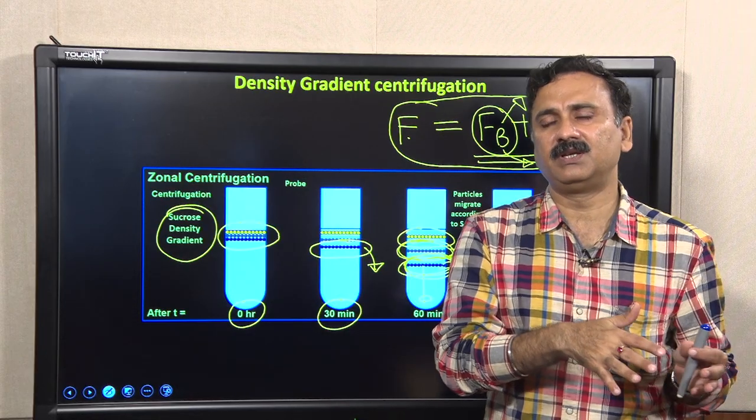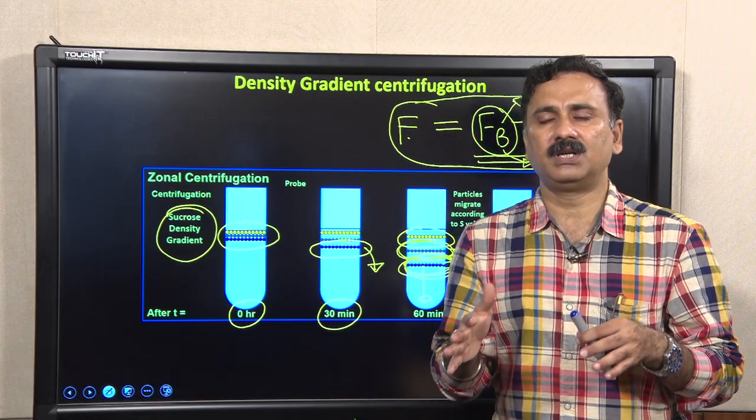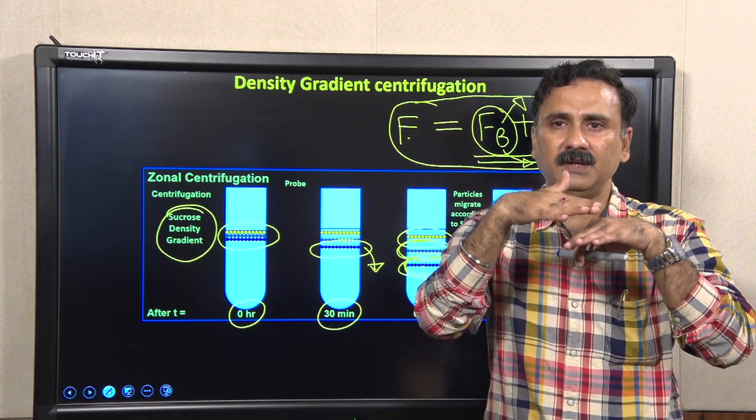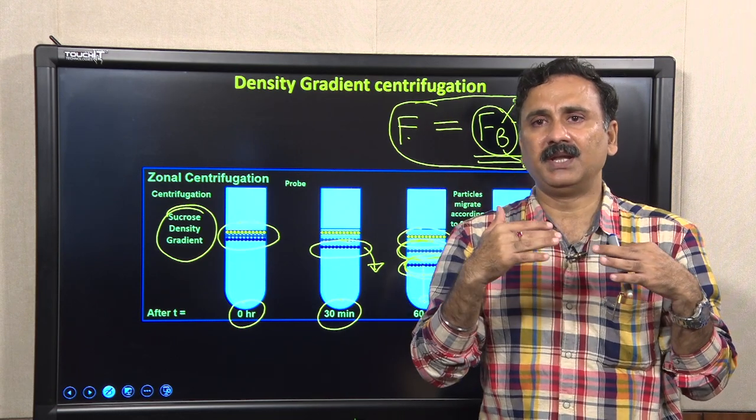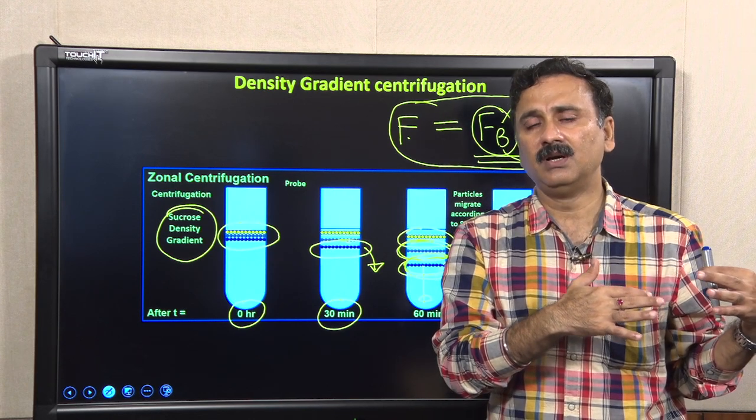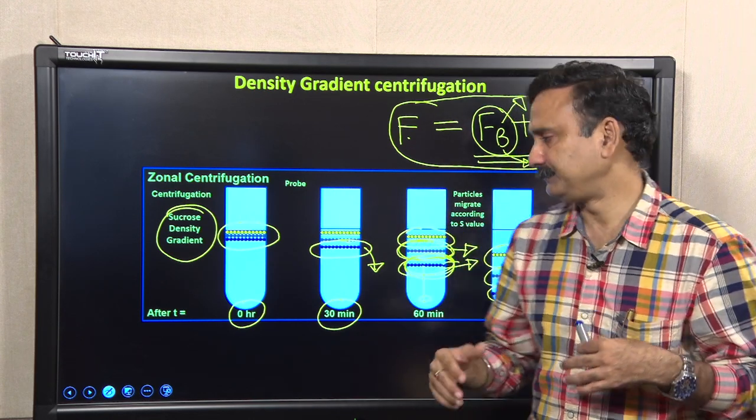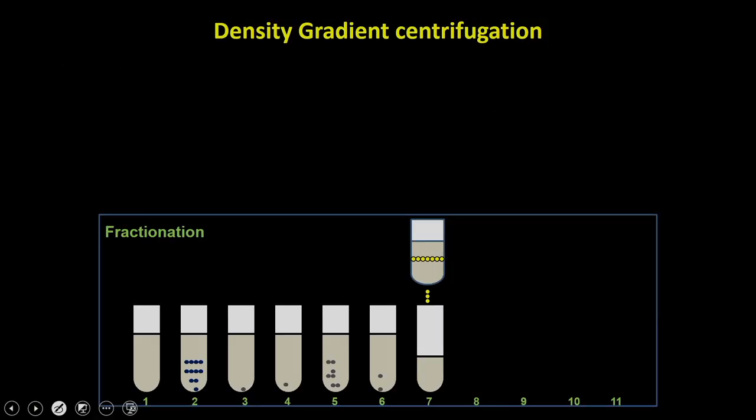So compared to differential centrifugation, density gradient centrifugation exploits the densities of the molecules as well as the density of the medium. This is the way you do the fractionation: the molecules get localized, and then you can break open these tubes and collect all the individual fractions.